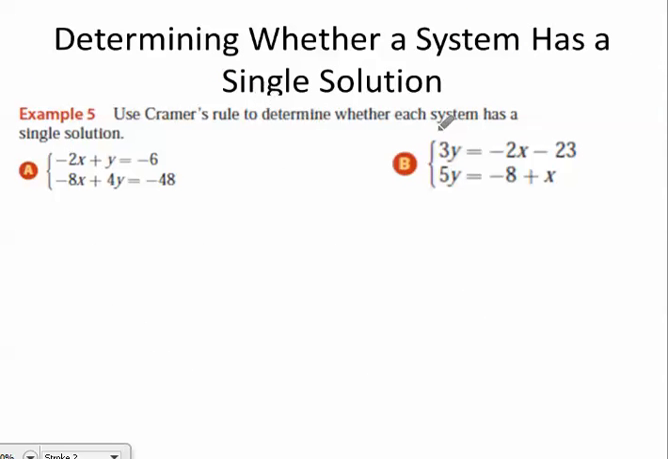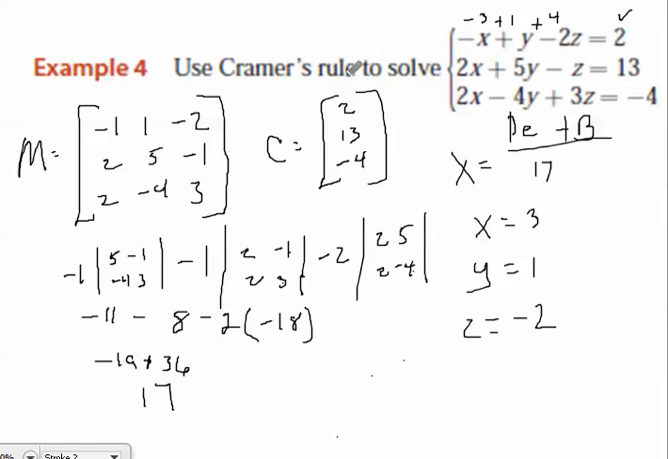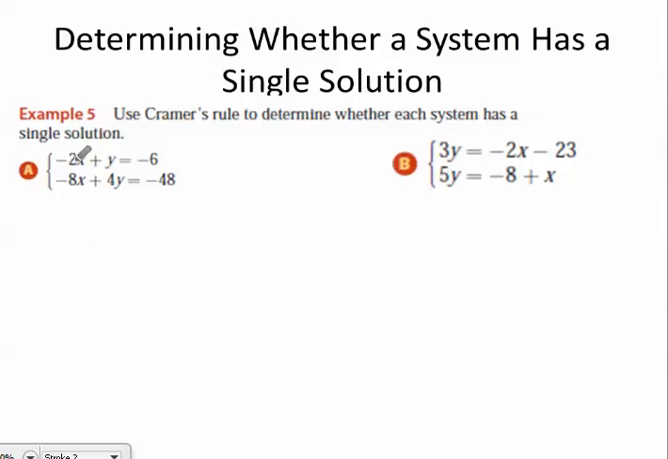Using Cramer's rule, you can determine whether each system has a single solution. How? I can tell you real quickly. If this number is positive, I'm going to have a single solution. It's easy to do. So this one, my matrix is going to be negative 2, negative 8. Y is going to be 1, 4. And so if I figure this out, I get a negative 8 minus a negative 8 times 1, 8. That's going to give me a 0. Nope, it's not a positive number.